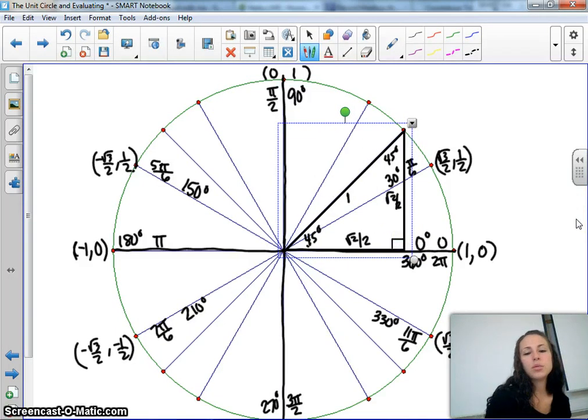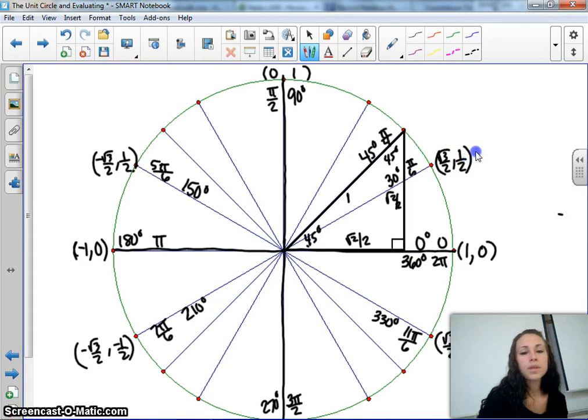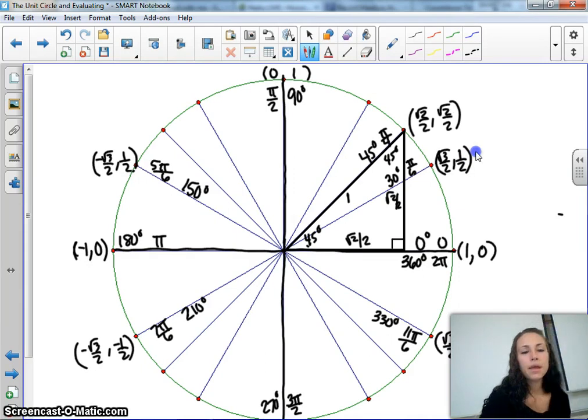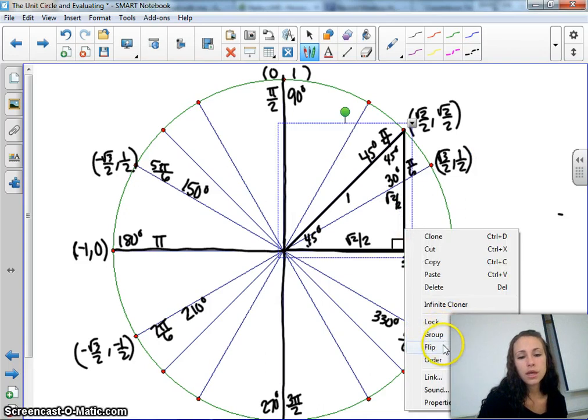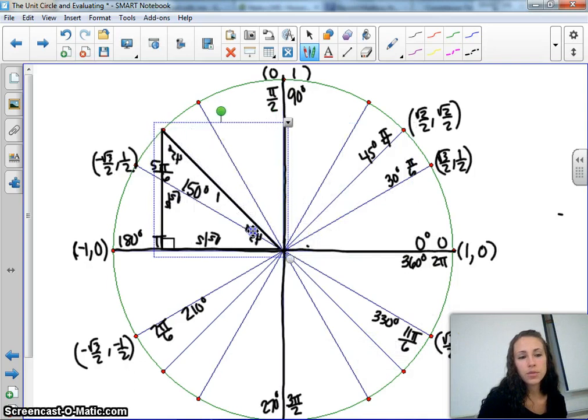And so let's label this first angle that we get to in the first quadrant. So this is going to be my 45-degree angle. If I convert that, that'll be pi over 4. And then my coordinate is going to be the square root of 2 over 2, square root of 2 over 2. And so then I can do the exact same thing with this triangle that I did with the last one and flip it over this way, and it'll line up with that middle angle there.